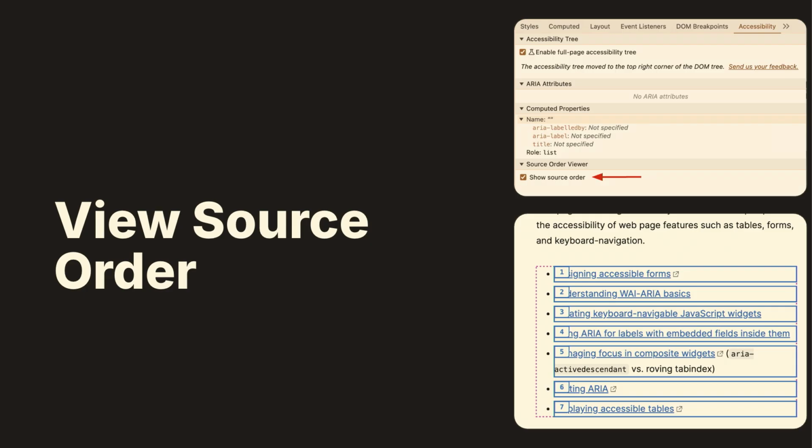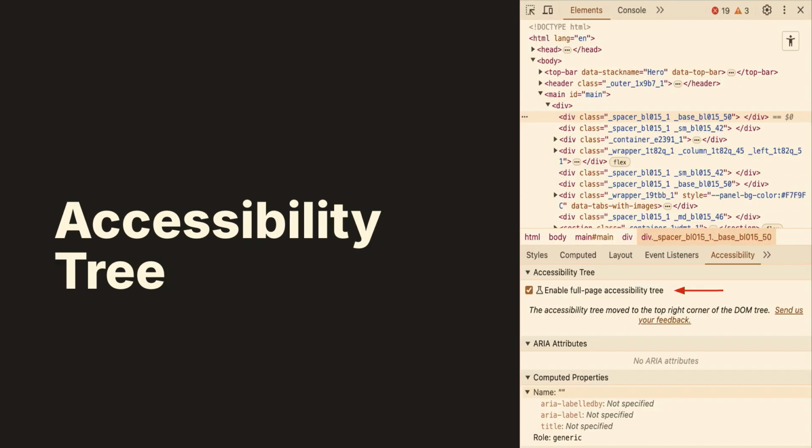We can also have a look at the source order. This is something that was mentioned in the manual check, that you have to check if the tab order is in a logical flow, right? And so you can visualize the source order and see in which order the different elements will be reached when somebody uses a keyboard, for example. Also really important.